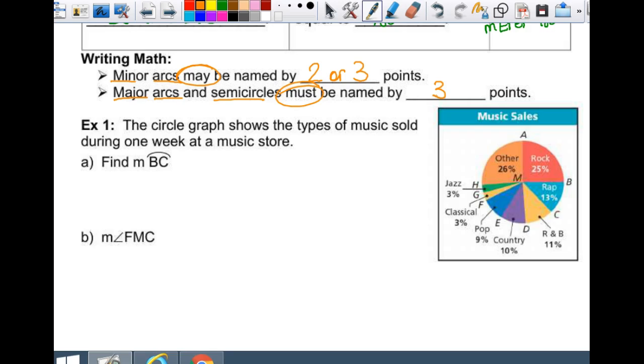All right, so if I have an arc and it's named by 2 points, that guarantees me it is a minor arc. If it's named by 3 points, I would have to look at a picture or have a number to know. And that's no guarantees because it could be any of the 3. Okay, everybody good with that?